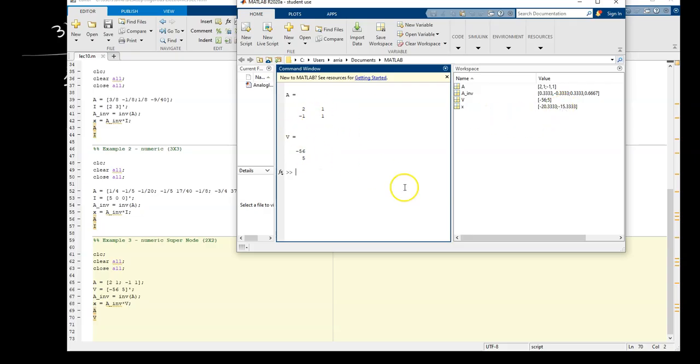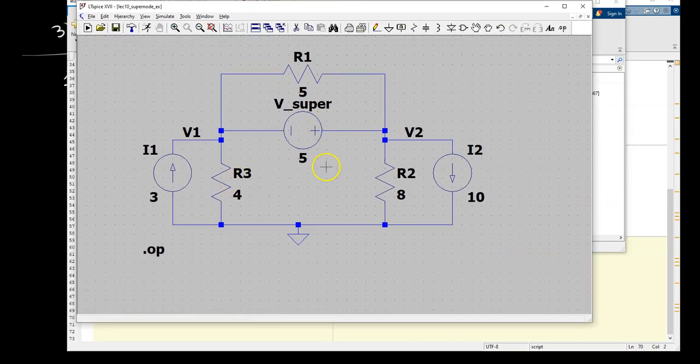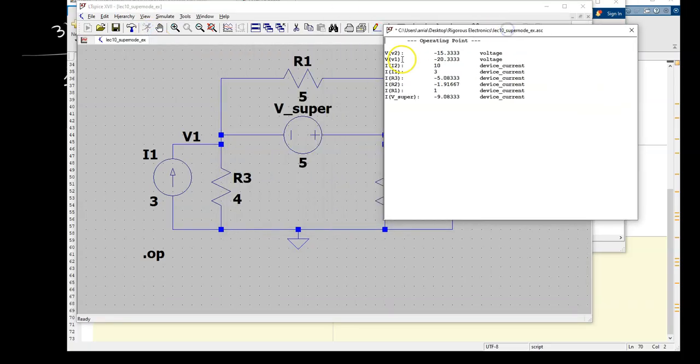If I then take a look at my LTspice simulation, you can see that I have the correct values: 5 volts, 4, 8, 5, and 3 amps, 10 amps in the correct directions and the operating point. One more point is that if you label your nodes, you'll have a much easier time deciphering what's going on in bigger circuits. If I calculate this, I can see that V2 is negative 15 and V1 is negative 20, and this concludes our supernode example.